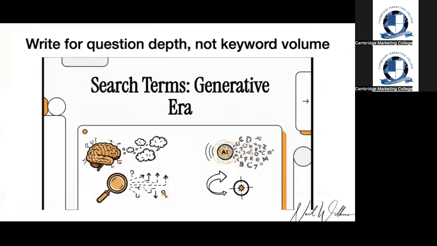So I'm just going to play you a little video that came through from Notebook LM, which gives you a context of these three search terms and how they're going to play out in the way that we now need to write for question depth and almost forget about this whole idea of keyword volume. This stuff is quite powerful, so just have a listen.